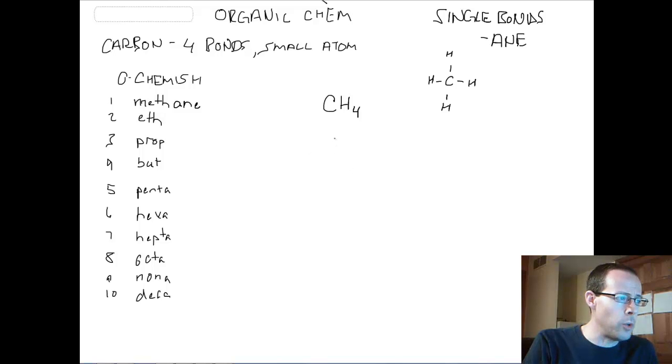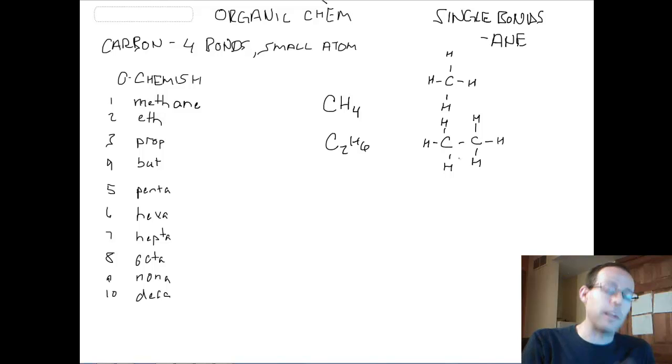If we went to 2 and had something like C2H6, we would draw a carbon with a carbon, and carbons make 4 bonds, so around this carbon we can put 3 hydrogens, and around our left carbon we can put 3 hydrogens. Notice our formula is C2H6, and because we have all hydrogens and 2 carbons in a row, we would name this ethane.